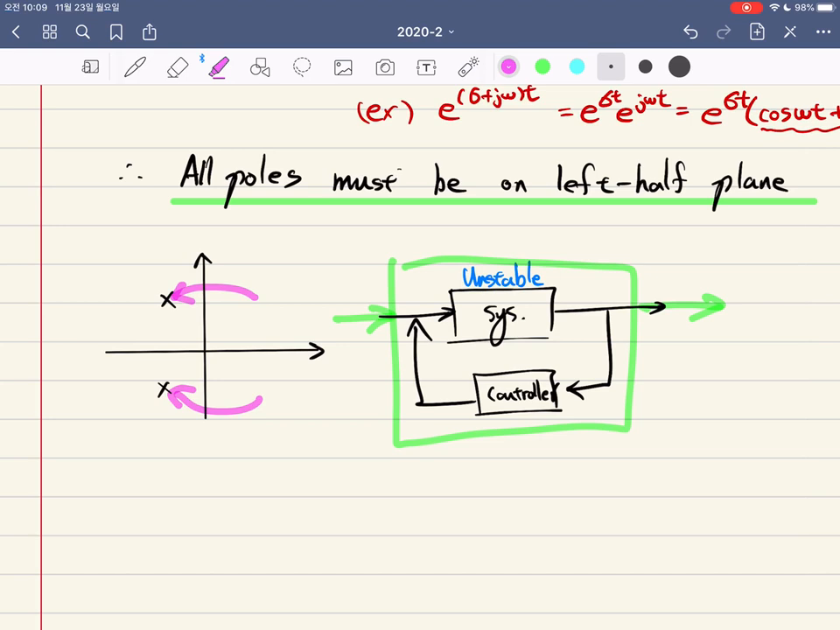What control engineers do is that if we're dealing with the LTI system, then it can be represented by the poles and zeros, the system function. And if you have an unstable system, which means you have poles on the right hand side, by using this controller, you will locate the original pole to the left.